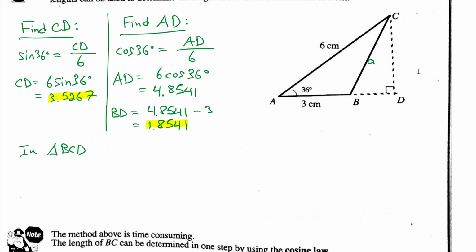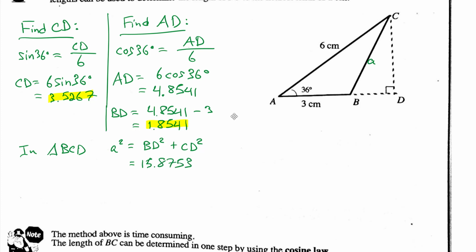we have that BC squared, so that's my little a squared, and that's the hypotenuse. That's going to equal the BD squared plus my CD squared. These are the numbers in yellow that I highlighted. So if you plug those numbers in, double check on your calculators, you should get about 15.8753.